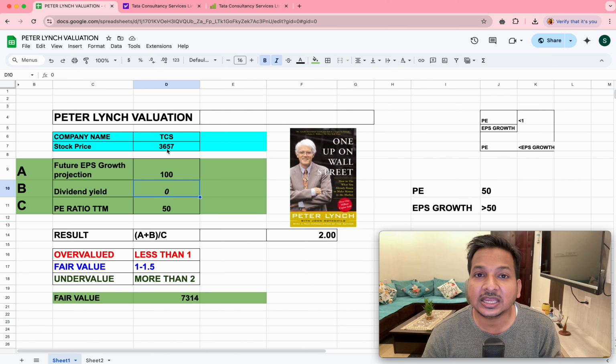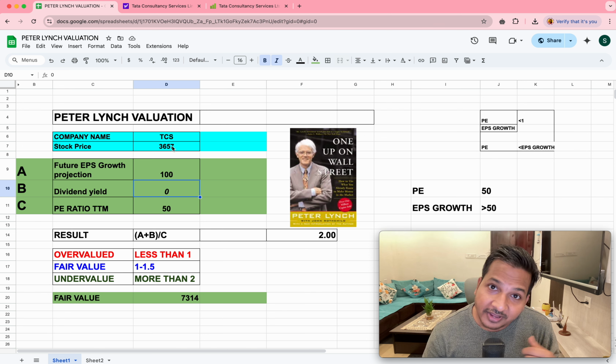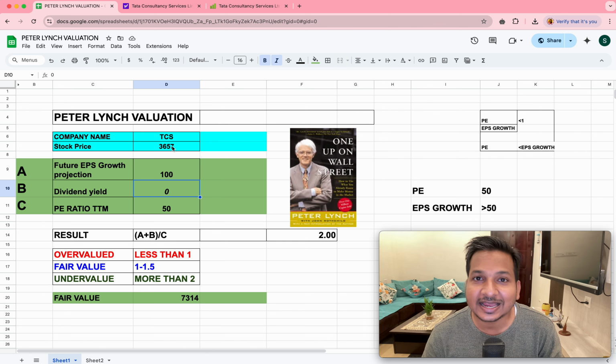So what are you thinking, TCS will go to 7300? No, this EPS growth you have to follow. When EPS growth comes, at that time when the current price becomes the fair value, that time you should buy. That was the only message I was trying to give.